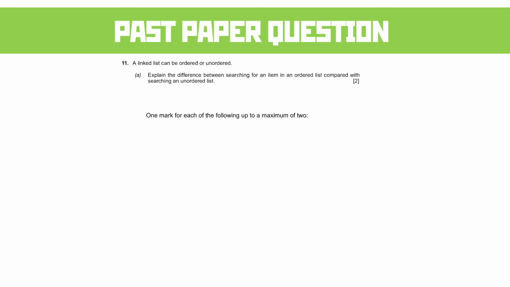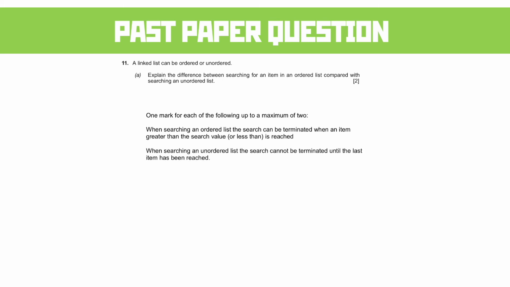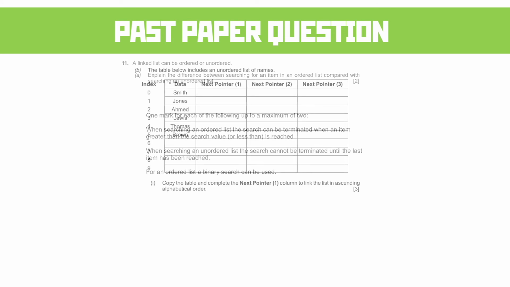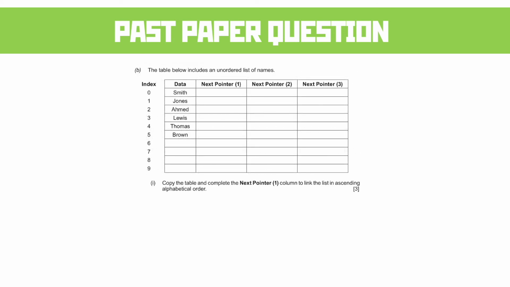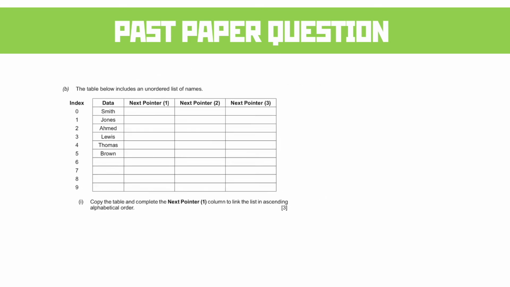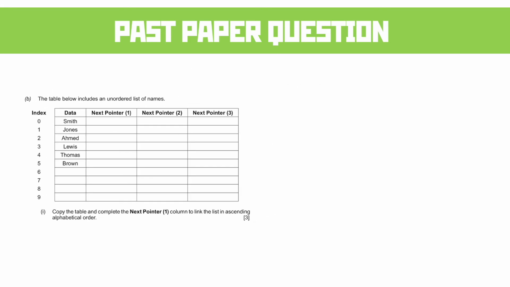When searching an ordered list, we can stop the search when we find the item, or at least find the value where the item should be. In an unordered list, we can't stop searching until we've gone through each and every one of them. So with an ordered list, a binary search could be used, or any divide and conquer algorithm could be used in that place. Have a look at our table. Copy the table, complete the next pointers column for number one to complete the list in ascending alphabetical order.